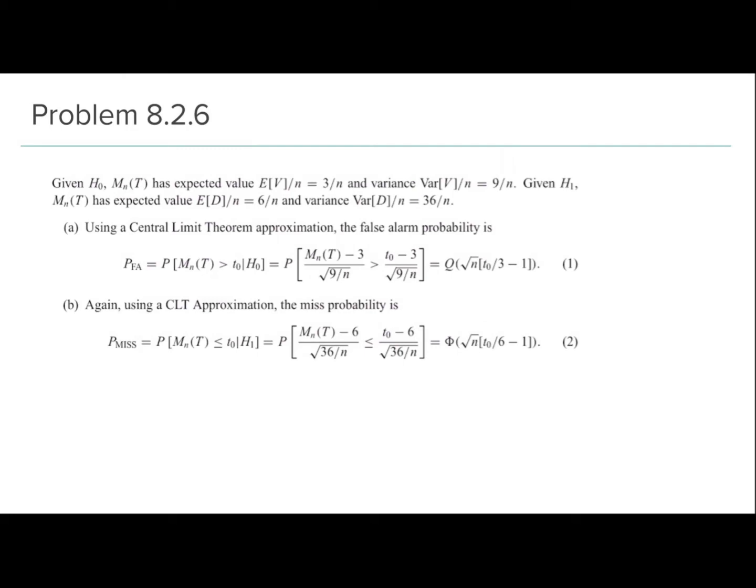Right, so actually the expected value of M_n(T) will not be E[V] by n or E[D] by n, it will actually be equal to E[V] and E[D], if I'm not wrong.